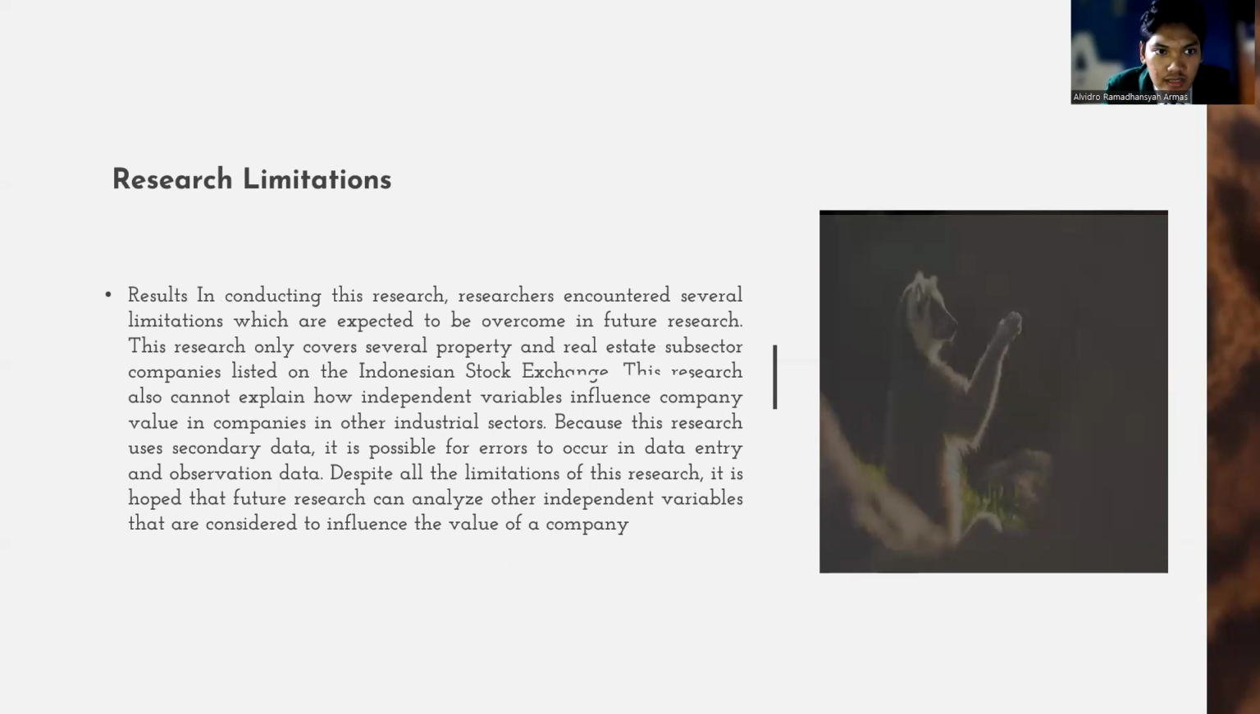And the research limitations. In conducting this research, researchers encountered several limitations, which are expected to be overcome in future research. This research only covers several property and real estate subsector companies listed on the Indonesia Stock Exchange. This research also cannot explain how independent variables influence company value in companies in other industrial sectors, because this research uses secondary data. It is possible for errors to occur in data entry and observation data. Despite all the limitations of this research, it is hoped that future research can analyze other independent variables that are considered to influence the value of the company.